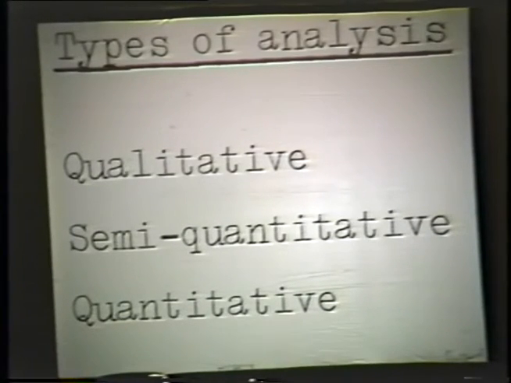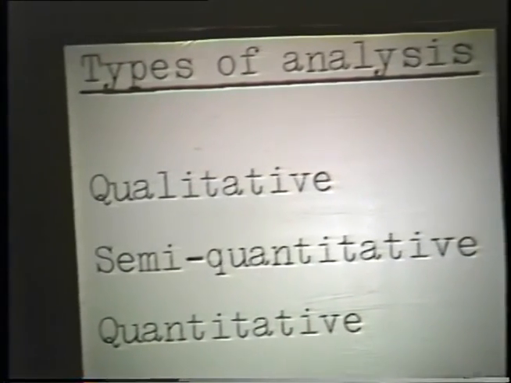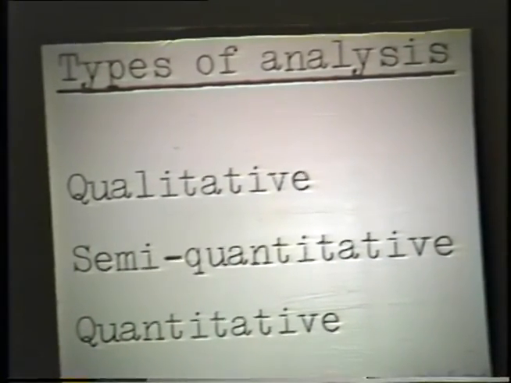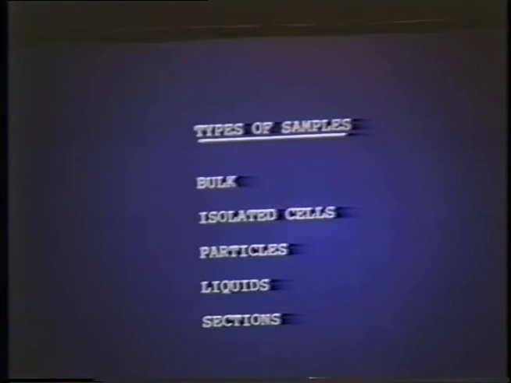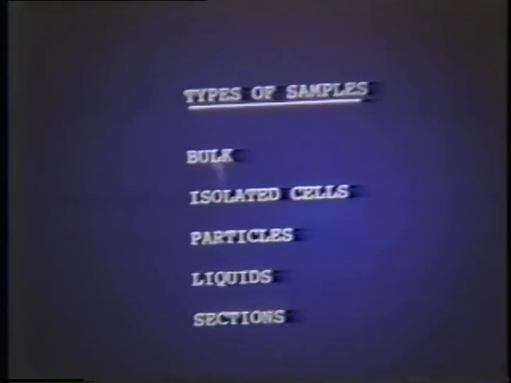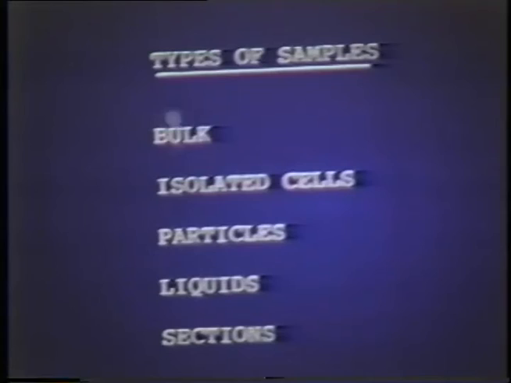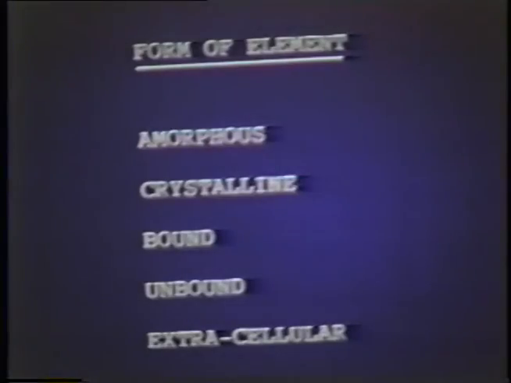Qualitative, semi-quantitative, or quantitative analysis. Make up your mind which of these three you're going to do. The next one, please. The types of sample: bulk, isolated cells, particles, liquids, or sections. You need to make answers to these. What type? Because there's going to be a different preparative procedure and analysis if you're dealing with a bulk sample than with a section. The next one.